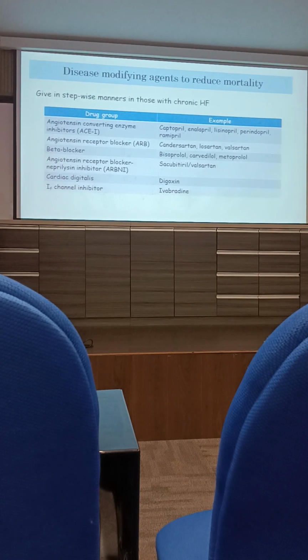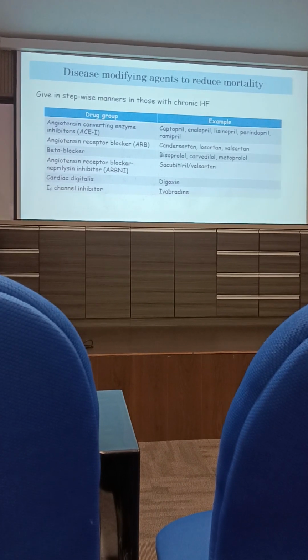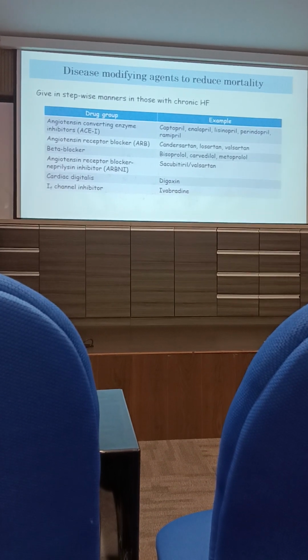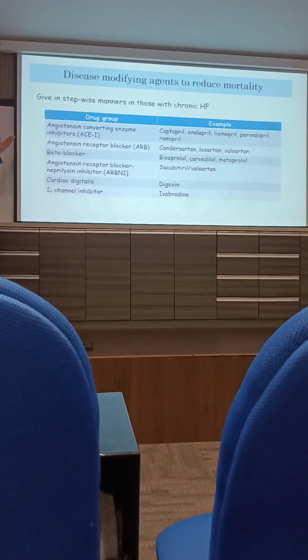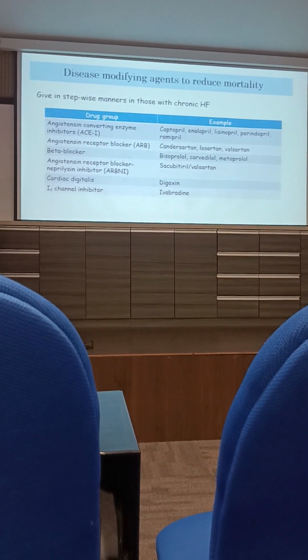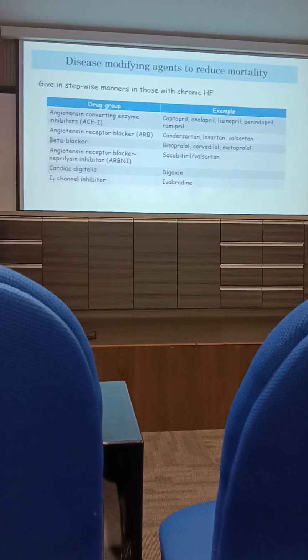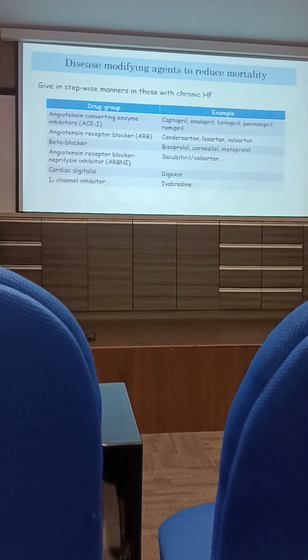In terms of disease modifying agents, we have a list of drugs that is given in a stepwise manner. This is based on the KKM guideline. So it means you don't go straight to cardiac digitalis. No, you start with ACE inhibitors first, then ARB, beta blocker, and there are reasons. The reason is that the first drug has fewer adverse effects and better improvement of heart function. So that is what we actually want.